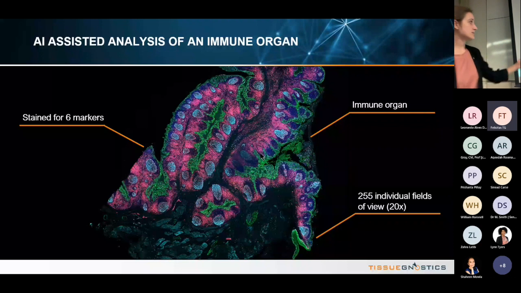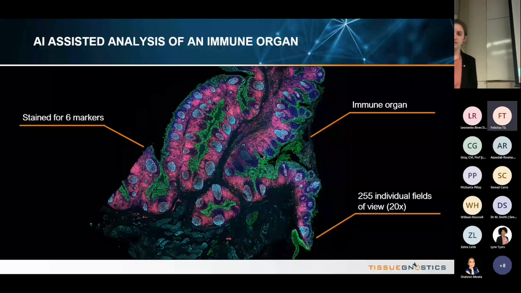And you can see very nicely here the germinal centers. You can see in green the epithelium. You can see in pink the T cell zones. So it's actually very nicely stained. This was also scanned with our TissueFax, by the way, so it has 255 individual fields of view, which were very nicely stitched together so that you have this nice overview picture.